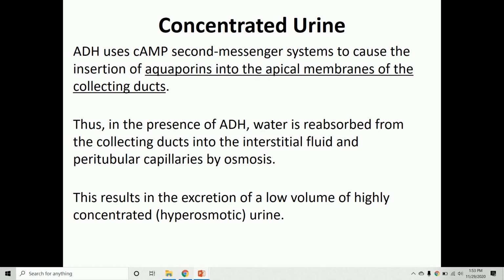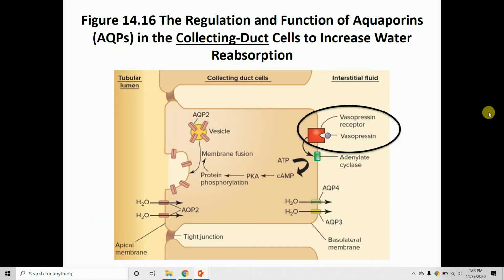When we need to concentrate the urine, so let's say somebody is dehydrated or not taking in enough fluids, ADH levels in plasma increase. They will attach to the receptors, and they use a secondary messenger known as the cAMP second messenger system, and that is going to increase the number of aquaporins that are found on the apical membranes of the collecting duct.